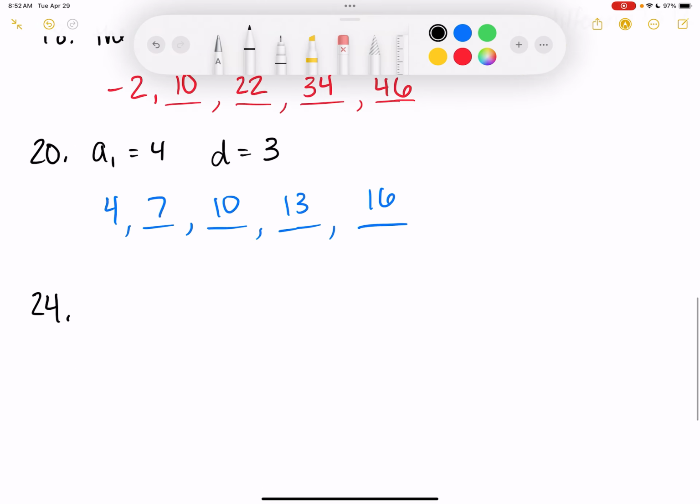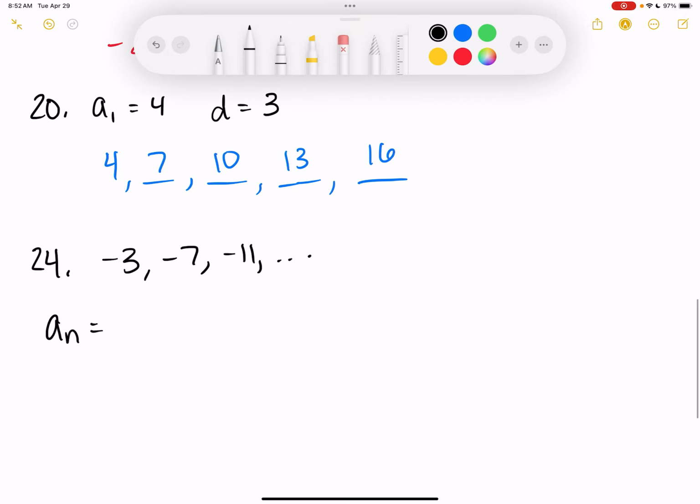So, let's see, 24, they give us -3, -7, -11, and we are finding a sub n, and we're finding a sub 8. How are they getting from one term to the next? What's my common difference? -4. Yep, they're subtracting 4 off.